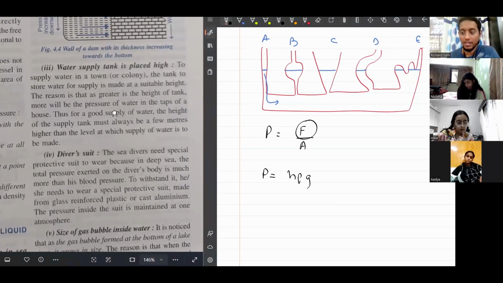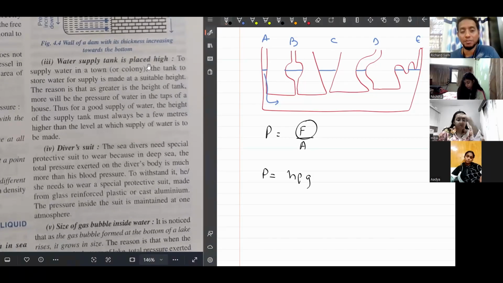Then another example, water supply tank is placed high. I spoke about that. A tall building having the water tank on top of the building, there will be a lot of pressure at the ground floor. Not only that, Pune city has a tank or many tanks. These tanks have to be placed at high positions on mountains or on a tall tower. Because the higher it is placed, there is more pressure that is felt in houses when they get the water.